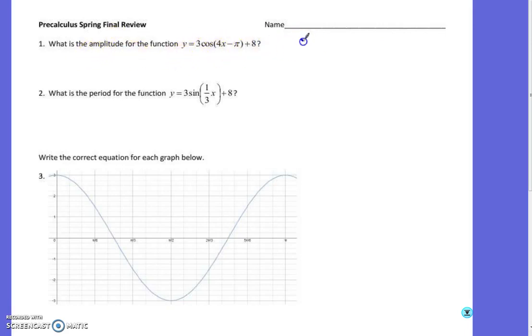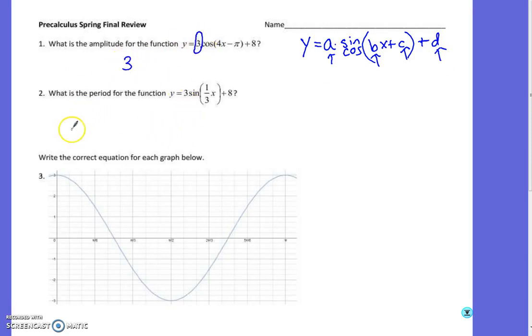Well, if you remember back for those functions, we had y equals a times, and it could be either sine or cosine, either one works, of bx plus c and then plus d. Well, this a was the amplitude, this b affected the period, this c affected or was affected by the phase shift, and then this d was involved with vertical shift. Well, a and d, this is the amplitude and this is the vertical shift. So for the amplitude for this one, it's just that number right in front, which is just 3.